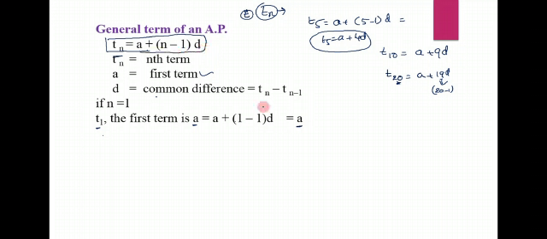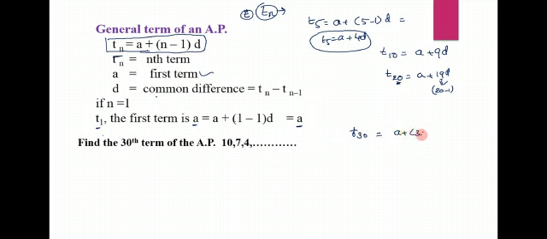Now let us see an example. Find the 30th term of the AP 10, 7, 4 and so on. We need to find out the 30th term of this AP. So how are we going to find it? The 30th term means T30. The T30 formula is a plus (30 minus 1) into d. That means a plus 29d.